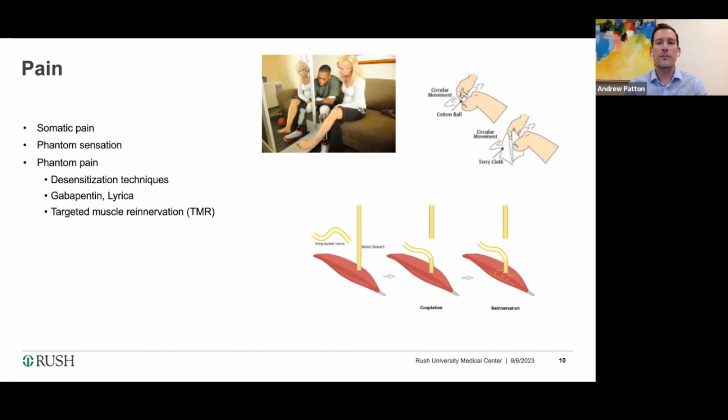But phantom sensation is just that you sense that your limb is still intact. So you feel like your foot is there, or that your toes are itchy or something like that. But it's not necessarily painful or bothersome. You just feel like it's there. So this normally isn't a problem.